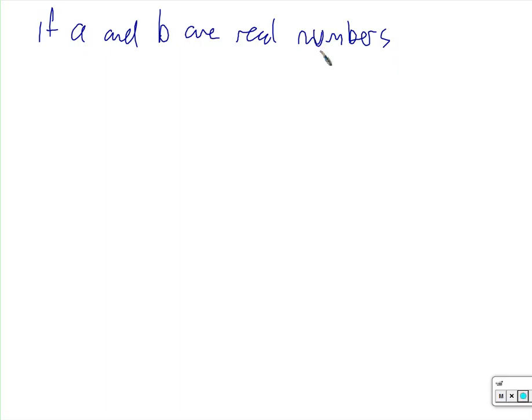So let's talk about this here. If A and B are real numbers, a real number is just a number. The only numbers that aren't real are imaginary numbers, and we don't have to worry about those yet. So if A and B are real numbers, that would be all the numbers you've ever used. Have you heard about imaginary numbers? Yes. No. Like unicorns.